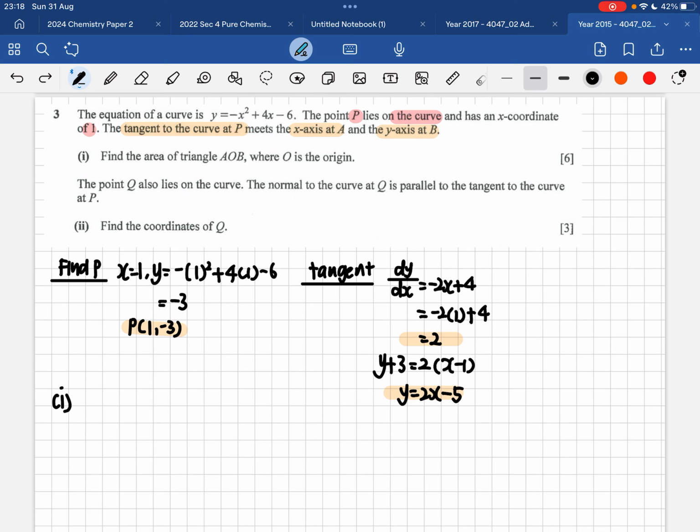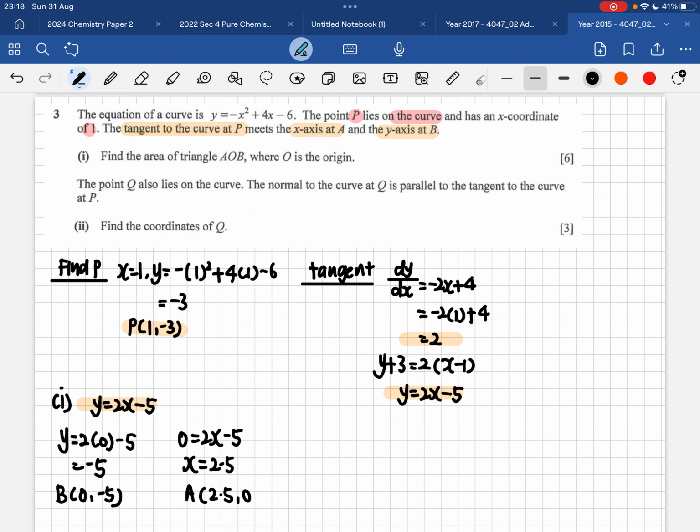For this one over here, y equals 2 times 0 minus 5, so B will be (0, -5). Then 0 equals 2x minus 5, so my x will be 2.5. So A is (2.5, 0). So I have everything from here.